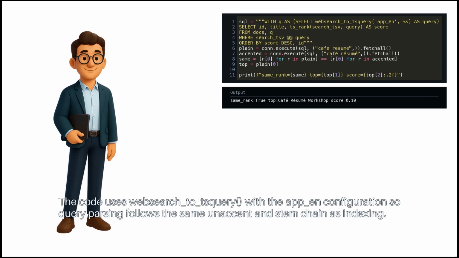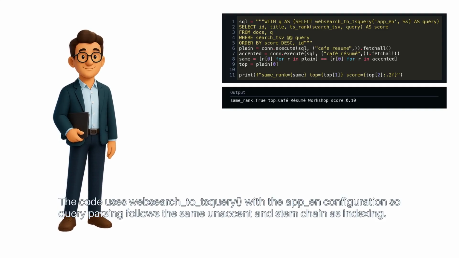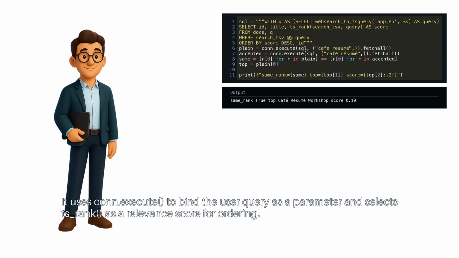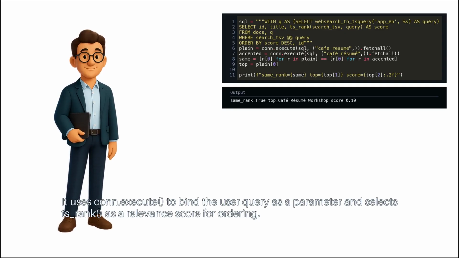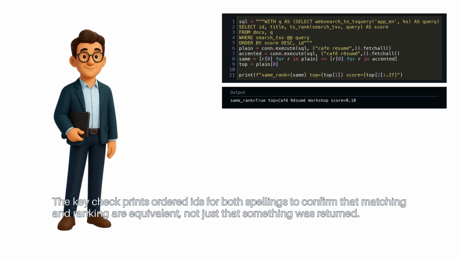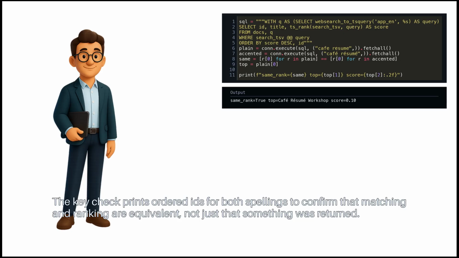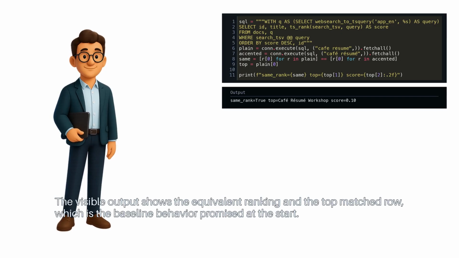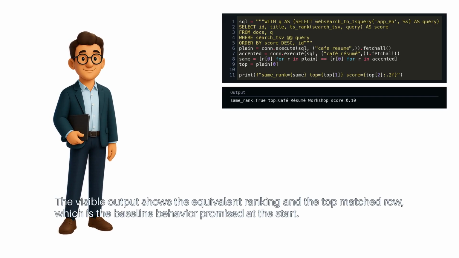The code uses websearch_to_tsquery with the app.en configuration, so query parsing follows the same unaccent and stem chain as indexing. It uses con.execute to bind the user query as a parameter and selects ts_rank as a relevance score for ordering. The key check prints ordered IDs for both spellings to confirm that matching and ranking are equivalent, not just that something was returned. The visible output shows the equivalent ranking and the top matched row, which is the baseline behavior promised at the start.